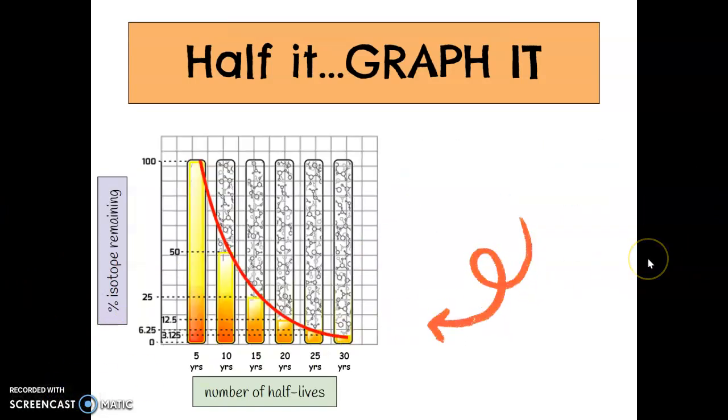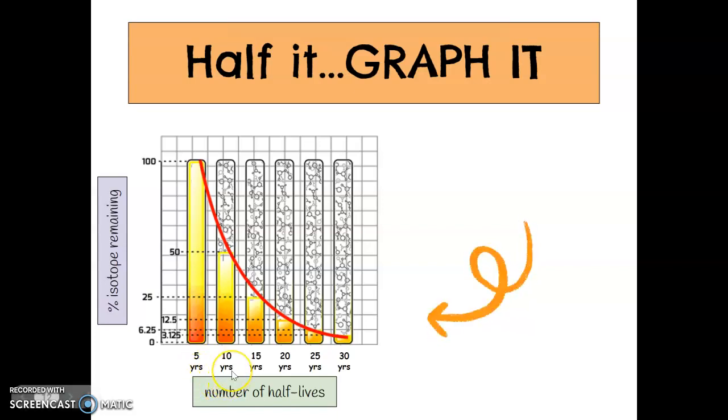And here is an example of how we can graph it. So it doesn't tell us what this element is just because it's just a typical graph. So we start with 100%, okay? Then we have one half-life event. In this particular example, a half-life is 5 years because we go from 5 to 10 to 15 to 20. So we're going up by 5 years. So the time of the half-life itself is 5 years.